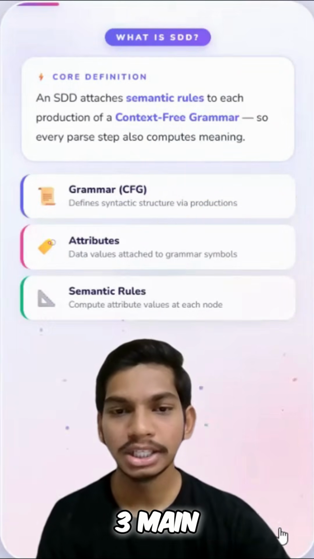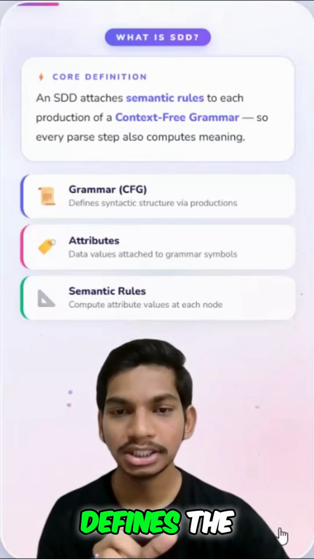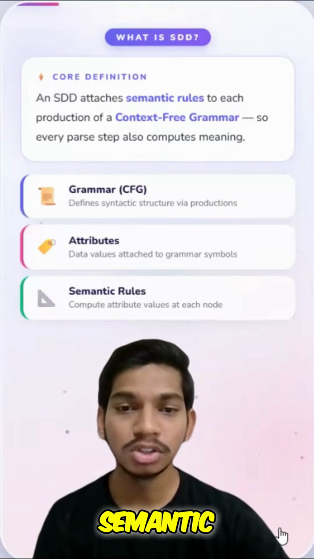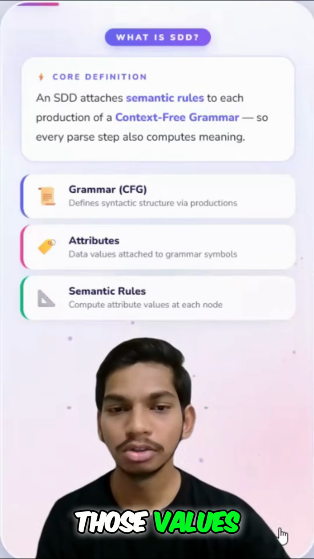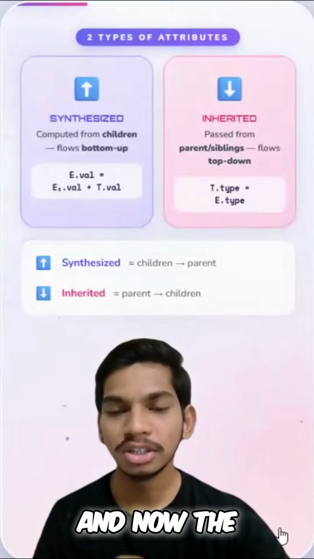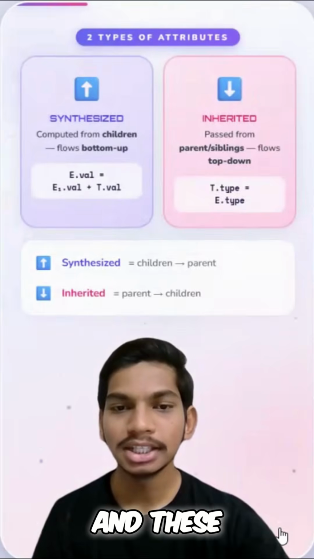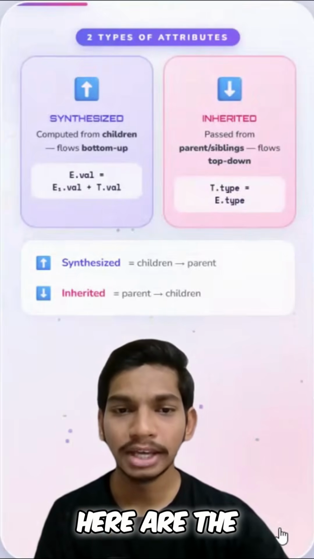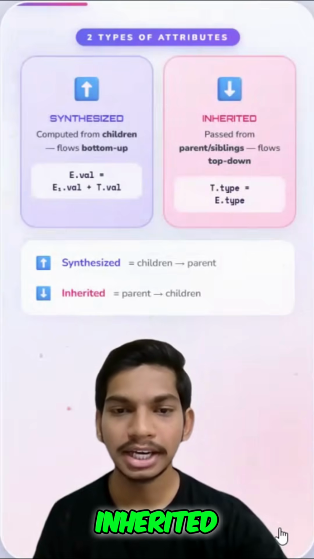Here are the three main parts: grammar, which defines the structure, attributes, which store the values, and the semantic rules, which tell us how to compute those values. Put this together and parsing becomes meaningful. Now the most important part, attributes. These are just values that are attached to the grammar symbols. Here are the two types: synthesized attributes and inherited attributes.